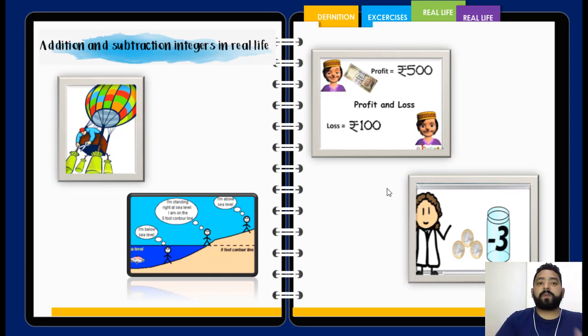So please remember the two important rules. Equal signs, we add them and keep the sign. Different signs, we subtract them and copy the sign of the bigger number. Okay?